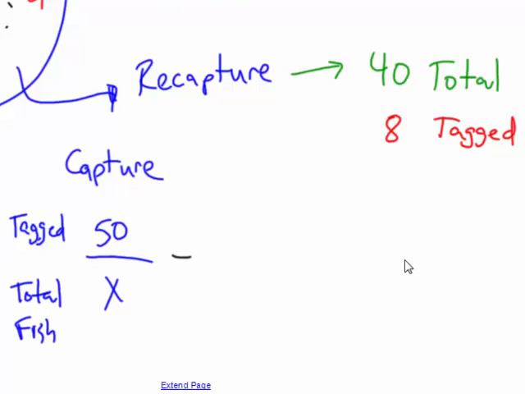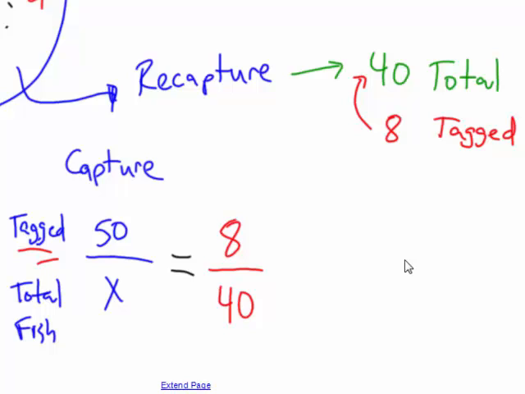Well, I can set that equal to my new ratio I just found. 8 out of 40 were tagged, right? So where does that go? Does the 8 go on top or bottom? Well, top has the tag, so I better put 8 on top. Remember, they have to match up over 40 total fish, right, on the recapture.